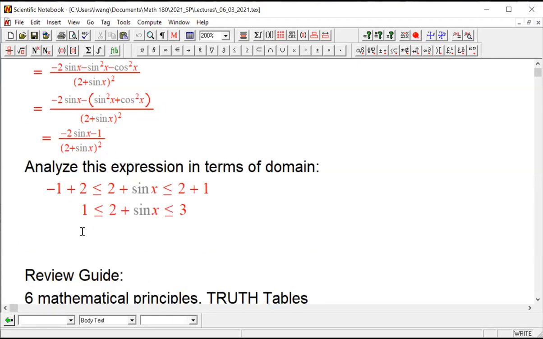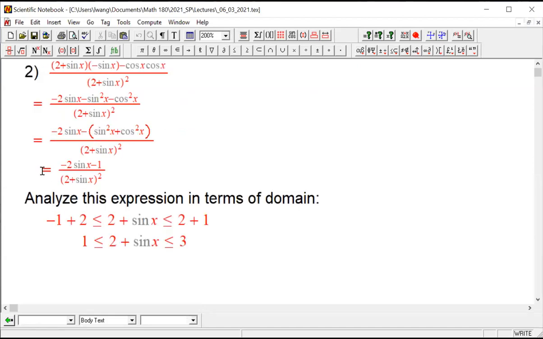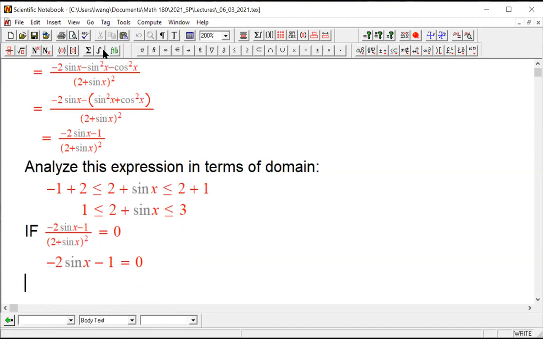For example, I will give you a number of scenarios that you might encounter. You're going to set the whole thing equal to 0. You have an if statement, that's the typical case: if this is 0, the denominator will never be 0, so the numerator will have to be 0. And then you're going to end up with sine x equals negative half.